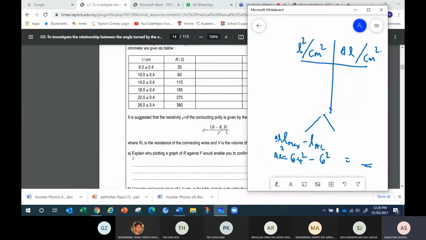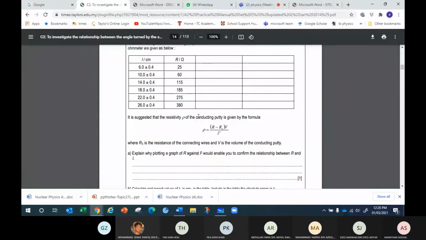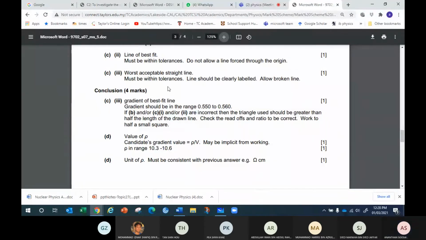So the gradient, just now we derived the formula, right? The gradient is rho V. So you know the gradient, you can find the density; the volume just now was given. So the density you get is in the range of 10.3 to 10.6.